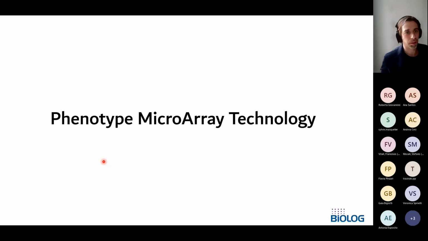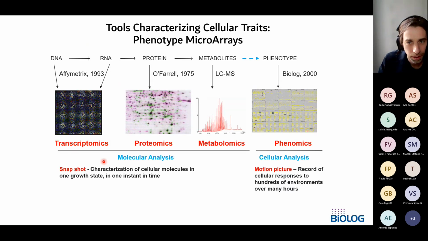Actually, BIOLOG developed the Phenotype Microarray technology, which is essentially an extension of the microbial ID. And you will see in a moment, when I show you the features of the PM system, why this is an extension. And this was done, as I said, at the beginning of 2000. BIOLOG started working on this in 2000, essentially, and released the Phenotype Microarray in 2004, I think.